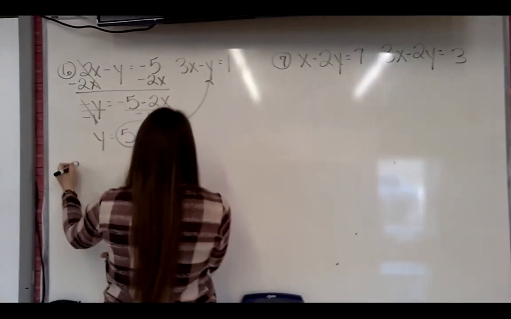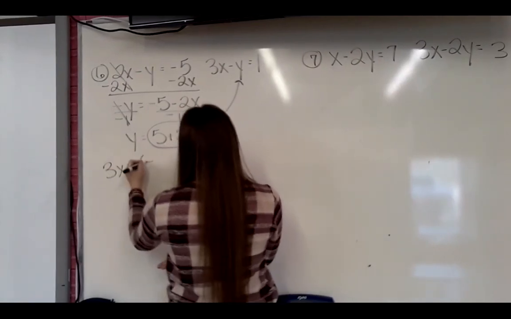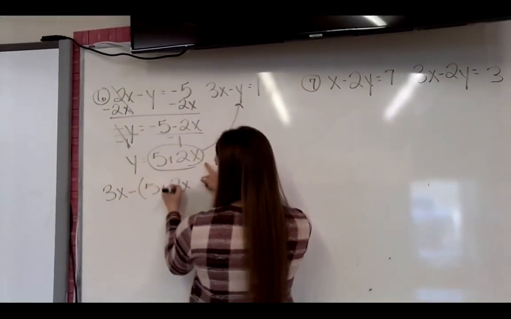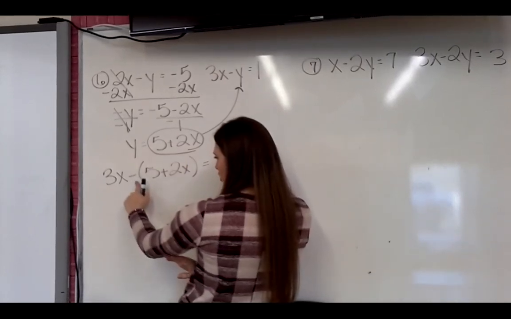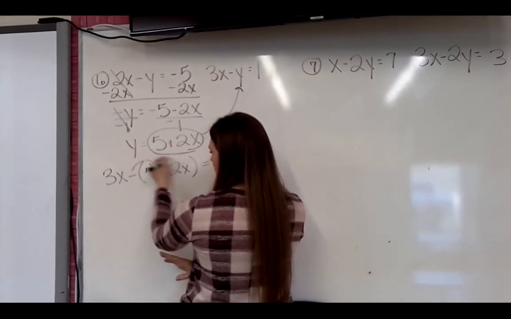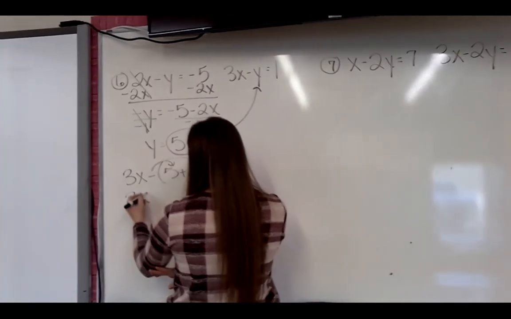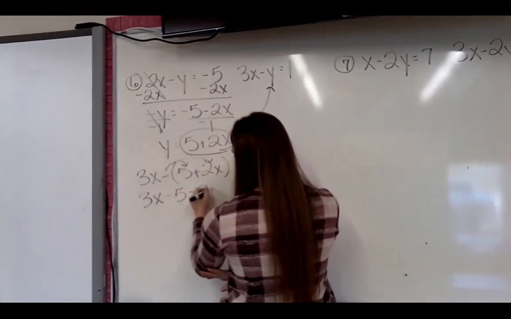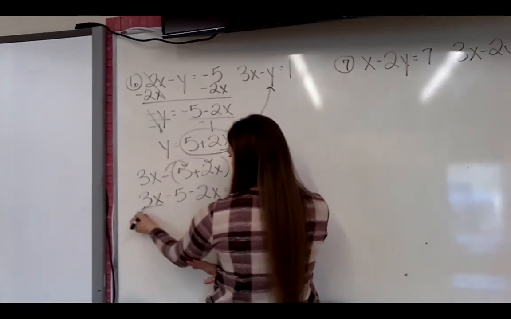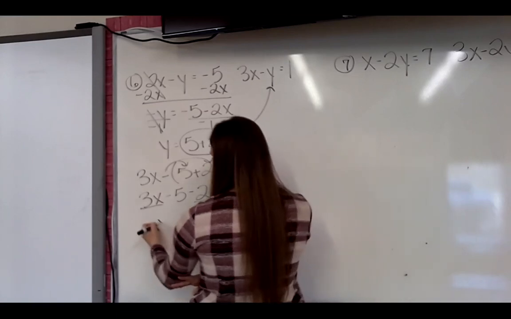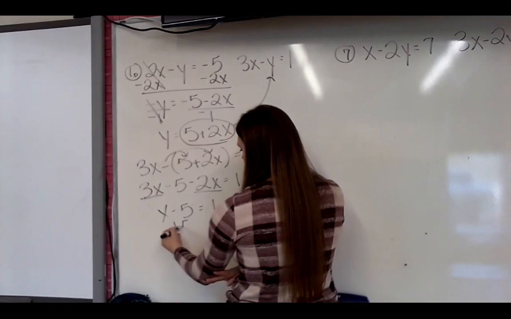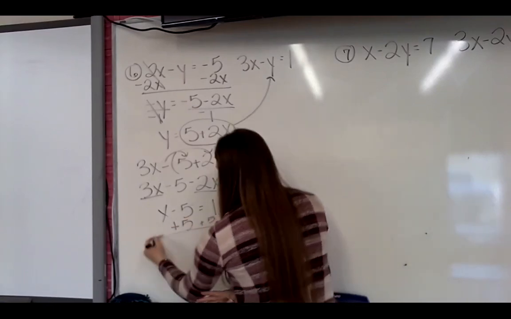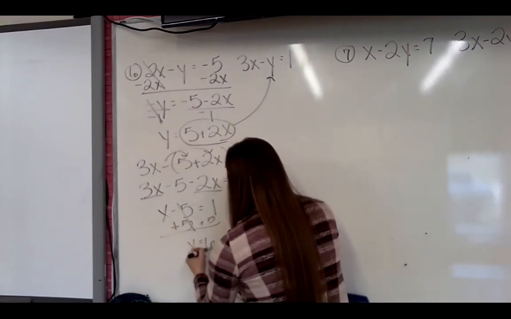So I'm going to come down here. So 3x minus all of this equals 1. So again, I have a minus out front of the whole parentheses. So it changes the sign of everything in there. So I have 3x minus 2x, so I just have 1x. And then add 5 to the other side, x equals 6.